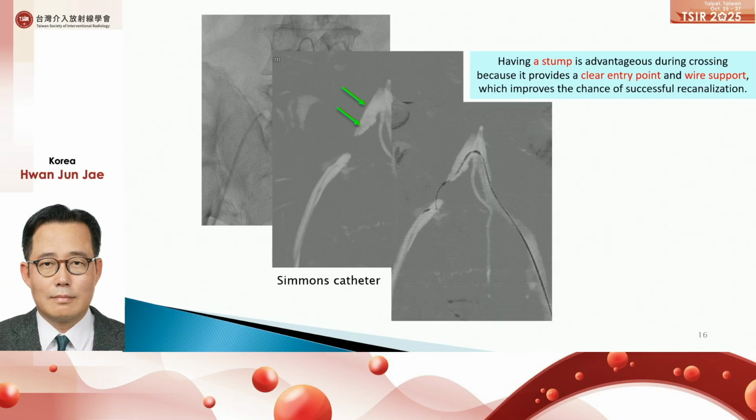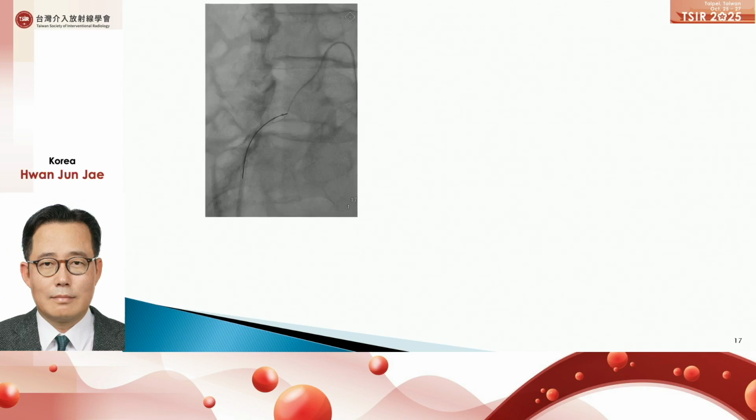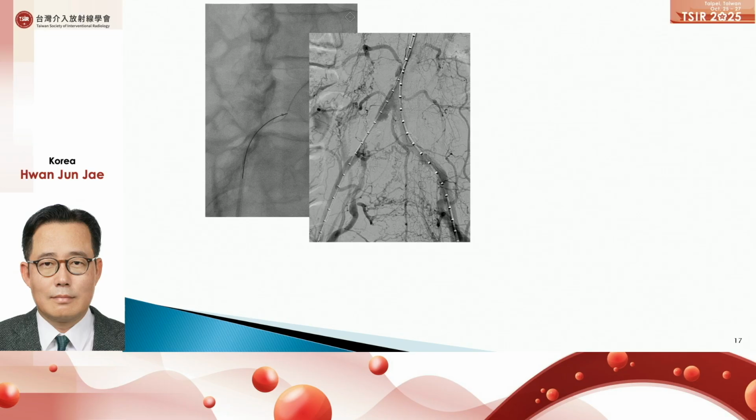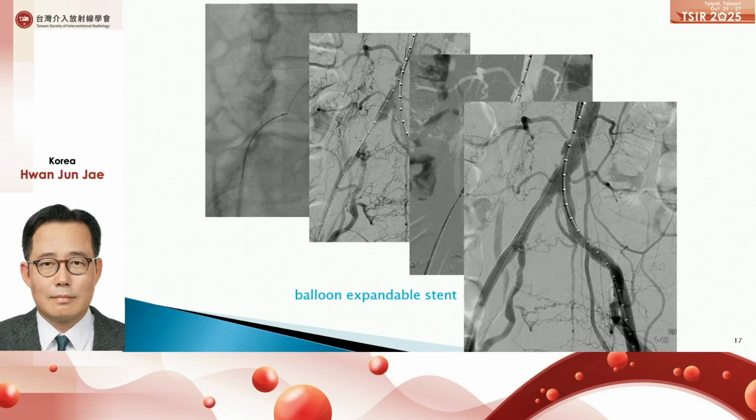Anyway, we advanced a Schmidt catheter and the tip was tightly engaged in the stump, and then advanced the guide wire to the other side. And the guide wire was captured with a snare device from ipsilateral common femoral access. And then we pulled down and externalized. Then we could deploy a balloon expandable stent here in this track successfully, like this.